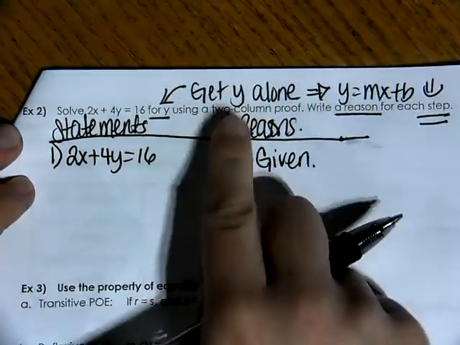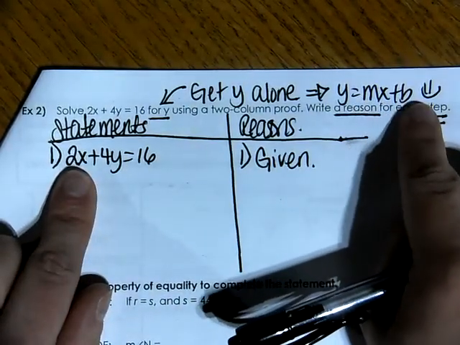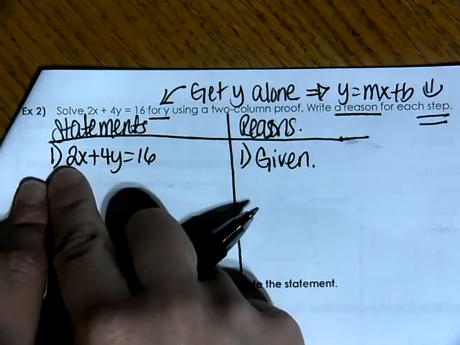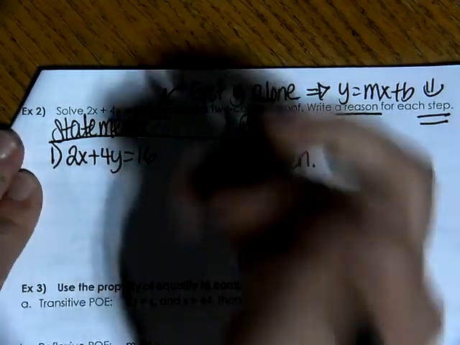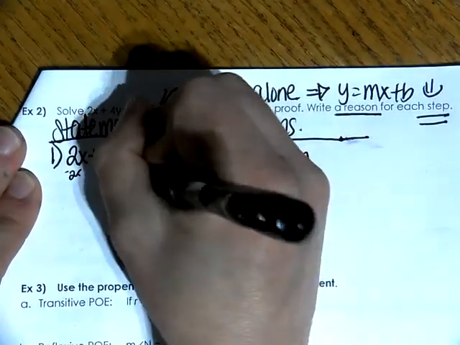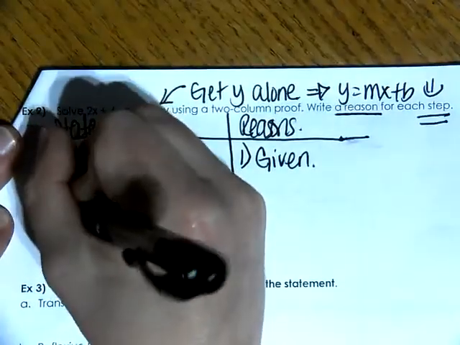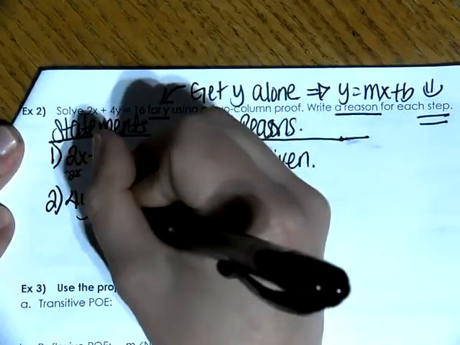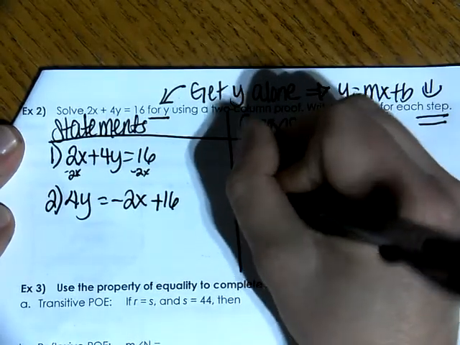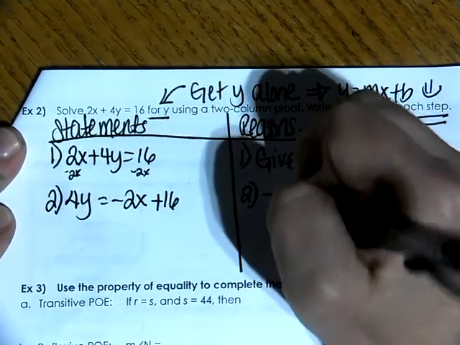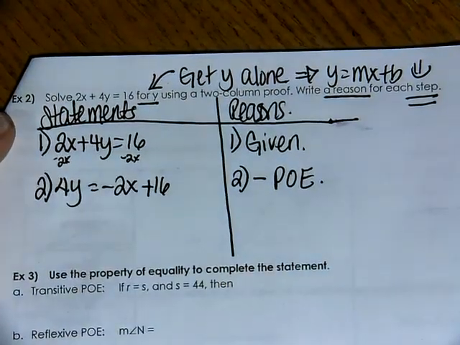Now, my goal is to get y alone, and I want it to be in mx plus b form. So I need to bring that whole term of 2x to the other side. I'm going to do that by subtracting 2x on both sides. So my next step is 4y is equal to negative 2x plus 16. And what I did here is I used the subtraction property of equality because I subtracted 2x on both sides.